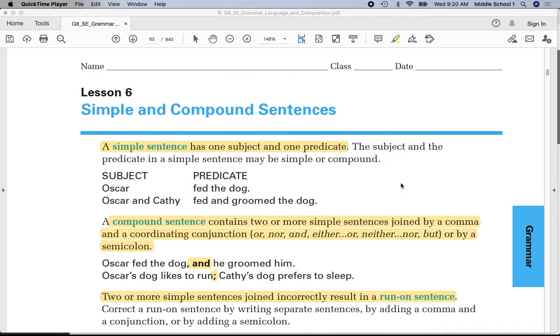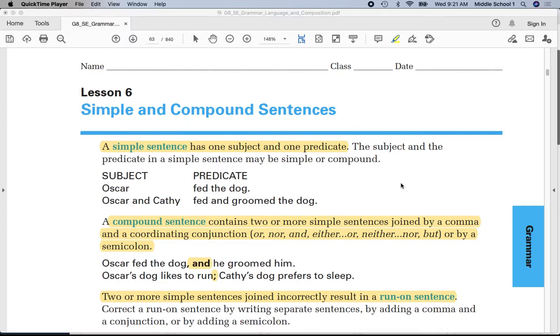Today there are 3 takeaways from our lesson. We've been talking about simple predicates, simple subjects, and how they can be compound subjects or compound predicates inside of a sentence. Today, we want to see if the sentences are combined by a comma and a conjunction to make what is called a compound sentence. If it's 2 sentences put together, we're going to call it compound. Let's take a look at several examples.